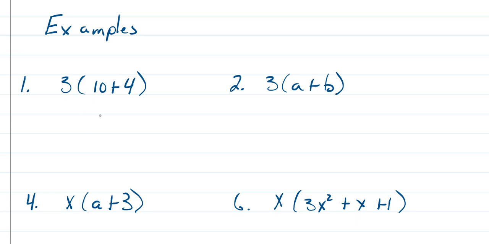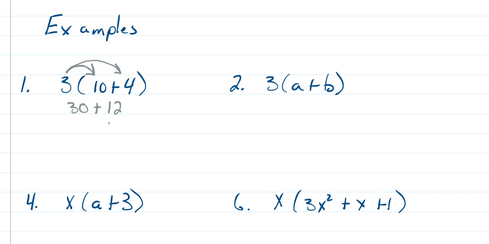All right, let's do some examples so that you know what to do when we're working these problems out. Let's start with this first one. Comes from number 1. In order to multiply this, we're going to distribute this 3. 3 times 10, 30. 3 times 4, 12. It'd be add because it's a positive 12.